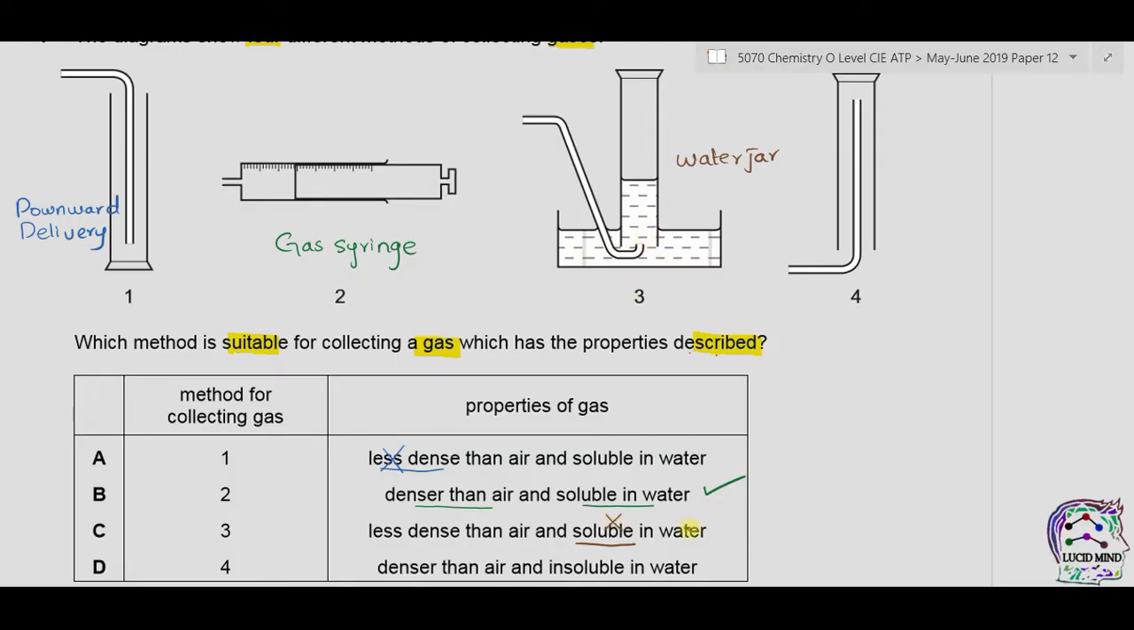So 3 is incorrect. In D, the property of gas is that it should be denser than air and insoluble in water. Now we can see that apparatus 4 is actually upward delivery, and the gas that is separated through this method is lighter gas. So it should not be denser, it should be lighter than air. So therefore D is also incorrect. Correct answer is therefore B.